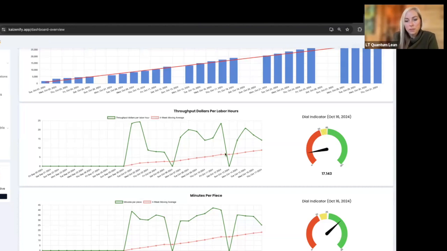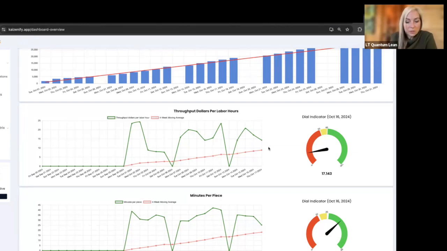That's what that's telling me. This graph here is the same information, but it's plotted over 4 weeks. And the reason we do that is because we want a trend line. Are we getting better or getting worse or staying flat? So in this case, I can see I am trending up with my throughput dollars per labor hour. So my team is doing a great job. We're heading in the right direction consistently.